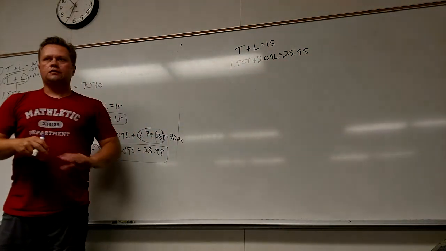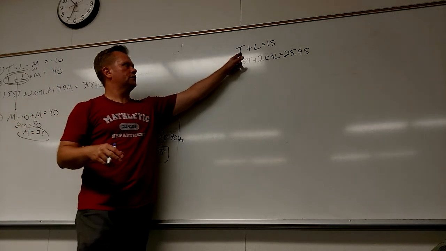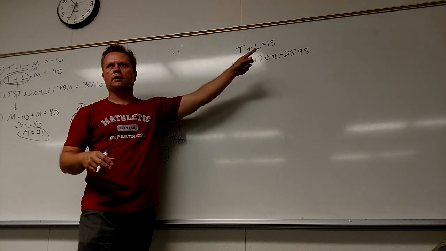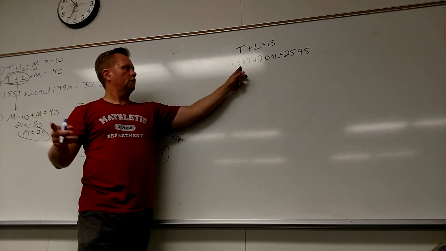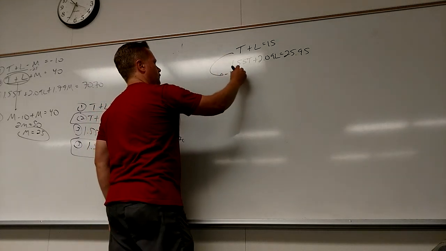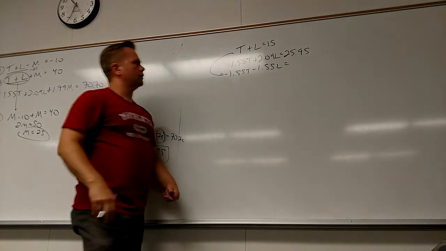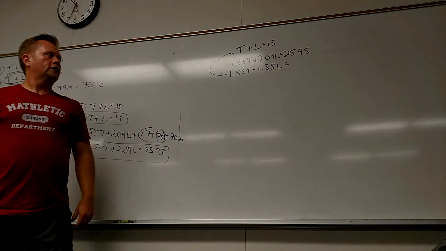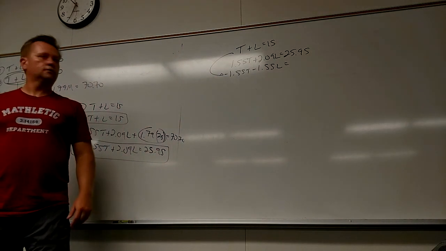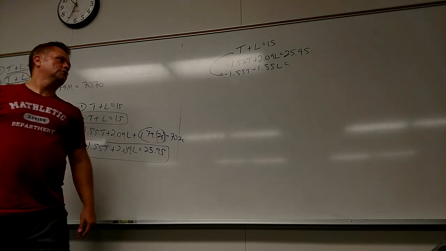So if you use elimination, how would I kill the t, for example? I have to multiply this first one by negative 1.55. So then I get negative 1.55t minus 1.55L equals whatever 1.55 times 15 is. 22.5, 22.5.